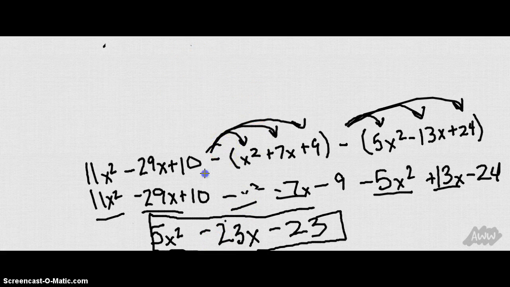The key here to understand is whenever you're subtracting a polynomial, it's a must that you distribute that negative to all the items in the polynomial.